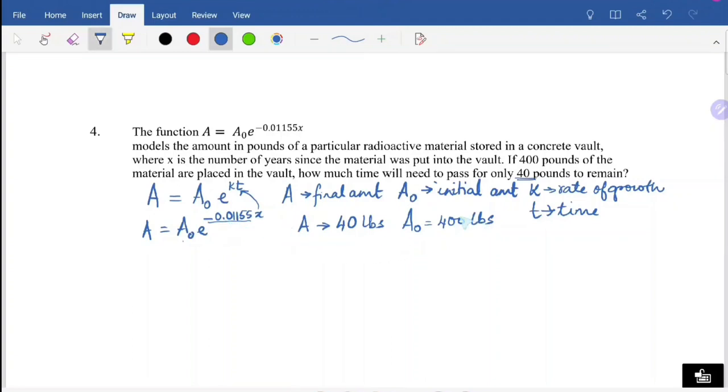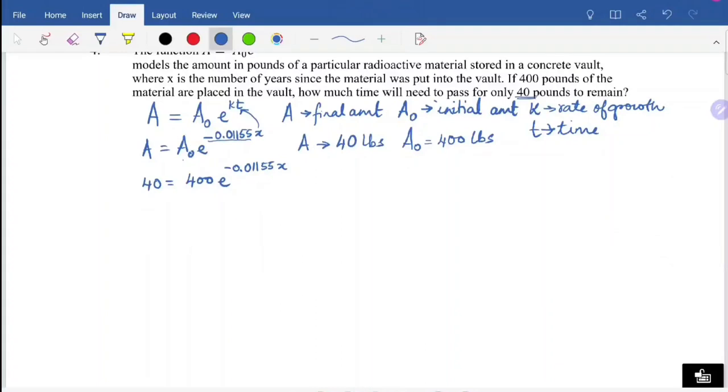So let's start plugging in the values. It's going to be 40 equals 400. I replaced A sub 0 with 400 and A with 40. And then we have e raised to the power negative 0.01155, and then X has to remain as is because that's what we are solving for here. Okay. Now, what do we do first? We first have to try and simplify this, all right? So let's see what we can do.